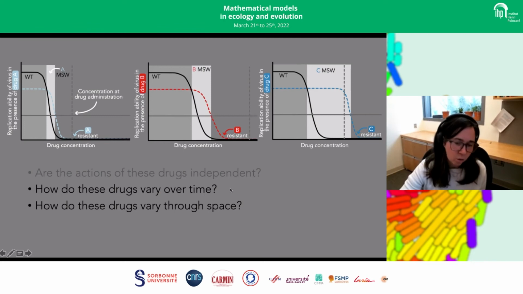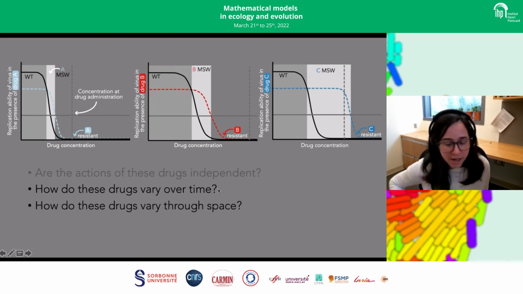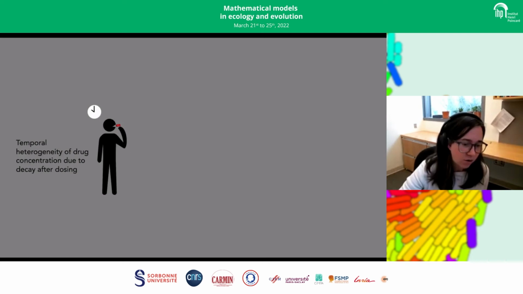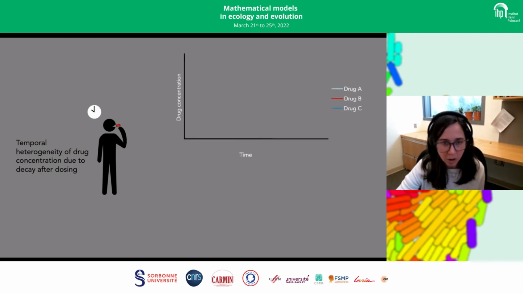So what I do want to consider are potential hypotheses, in relation to a lot of the themes that we've already talked about this week so far, of how these selective pressures are varying in space and in time. So we can think about these two hypotheses separately and then try to understand whether they can potentially explain the patterns that we see. One of them would be that there is temporal heterogeneity of the drug due to a decay in the drug levels after dosing.